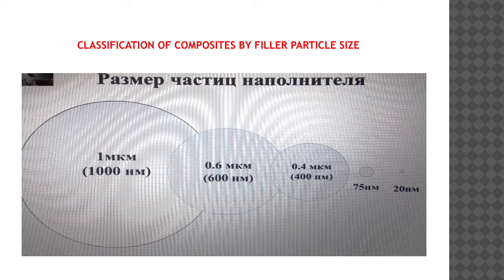Classification of composites by filler particle size. Here you can see different sizes of particles. From left to right, it's 1000 nanometers, 600 nanometers, 400 nanometers, 75 nanometers, and 20 nanometers.